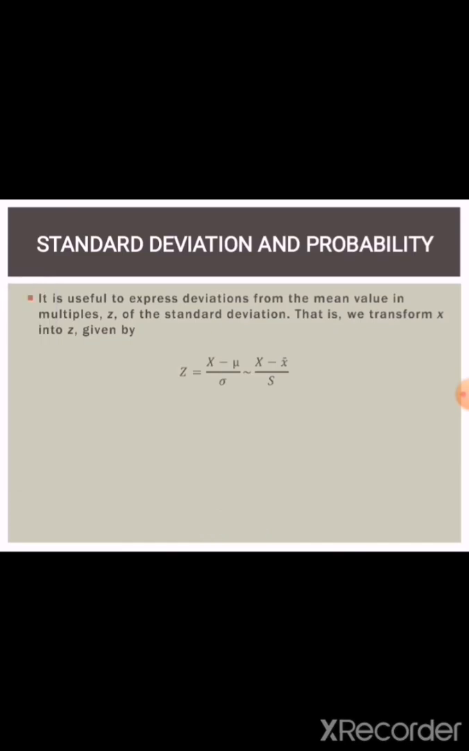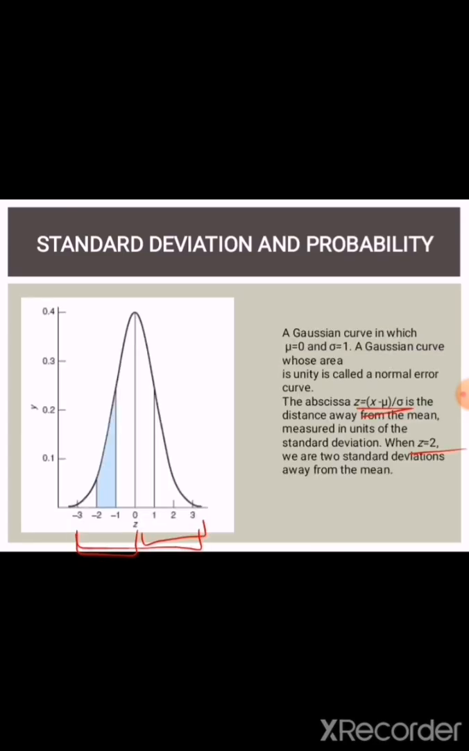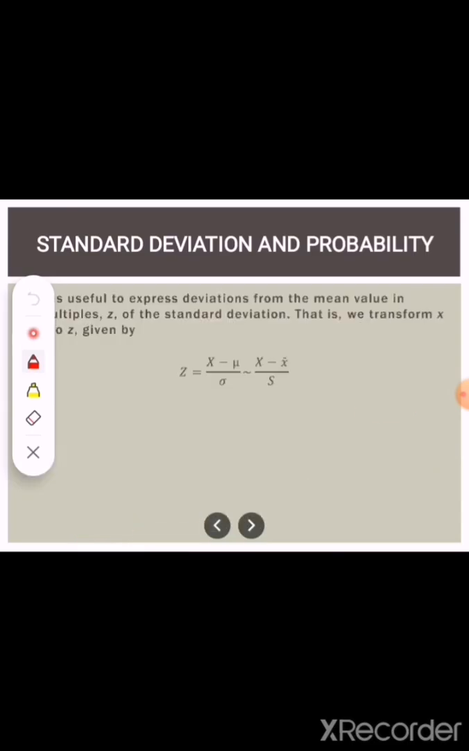It is useful to express deviations from the mean value in multiples z of the standard deviation. That is, we transform x into z given by this. Okay, so sabi natin kasi, di ba, dun sa curve natin, ito yung standard deviation niya. But it is easier to use z or in multiples para mas mabilis natin siyang ma-determine or mas mabilis natin siyang ma-interpret. So, we use this formula to find for z. Okay, so, we just replace the population mean and standard deviation using the mean and the standard deviation.